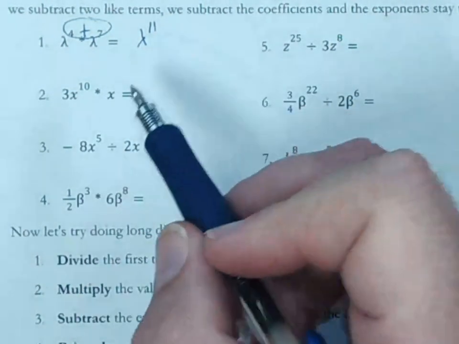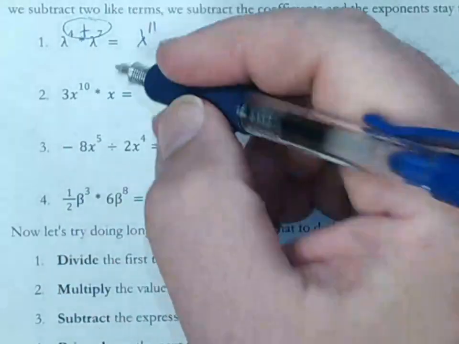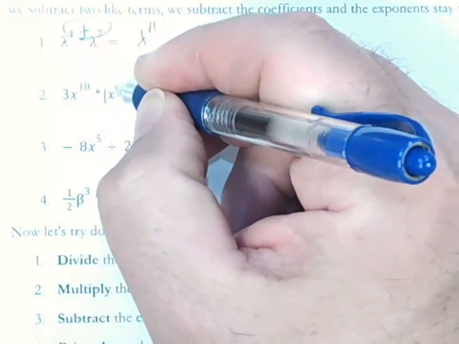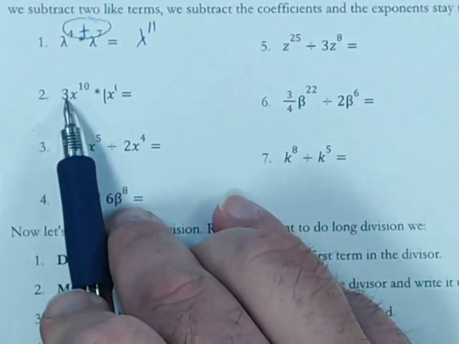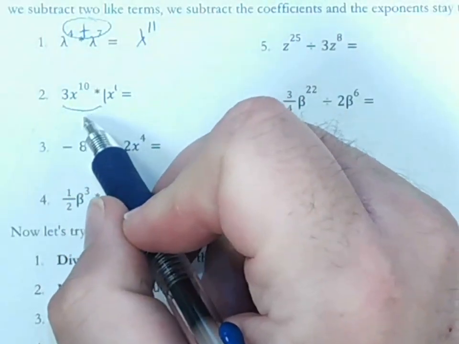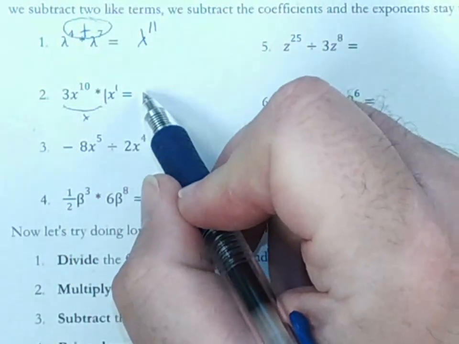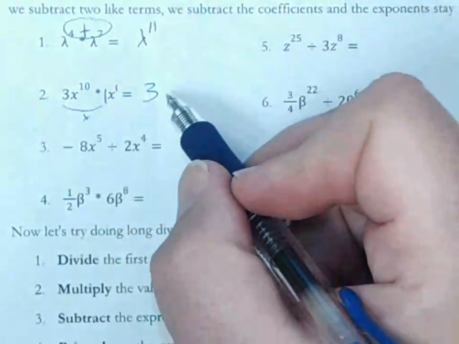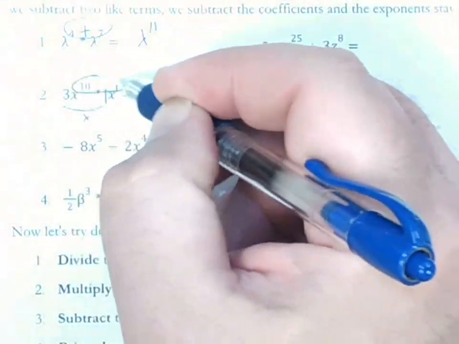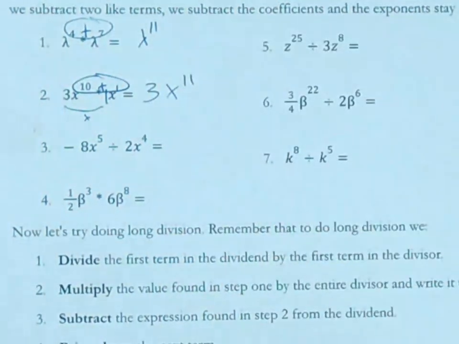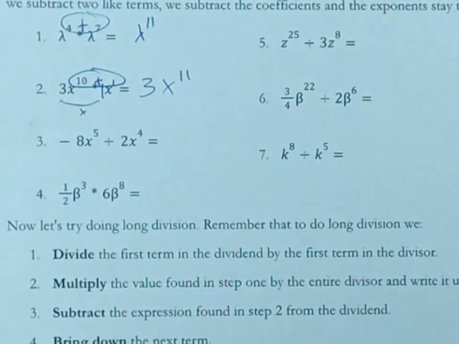How about this? Some more multiplication. 3x to the 10th times, this is technically 1x to the 1st. So we would multiply 3 and 1, which is 3, and we'll put an x down here. And then you would add 10 and 1, which is 11. So you get 3x to the 11th.